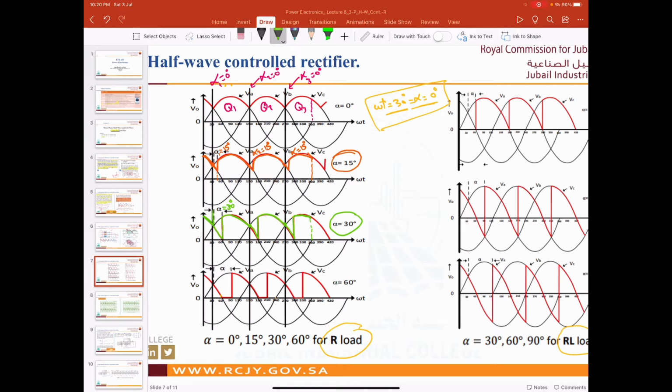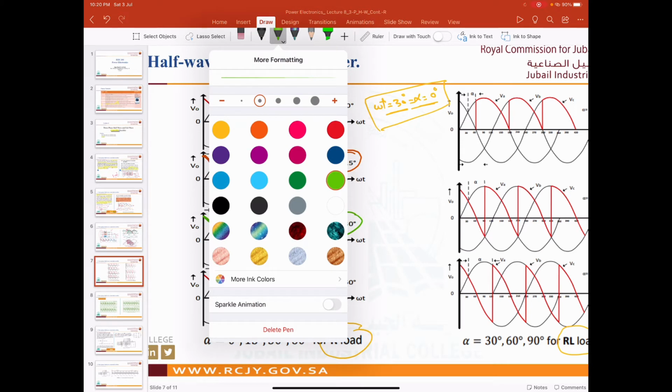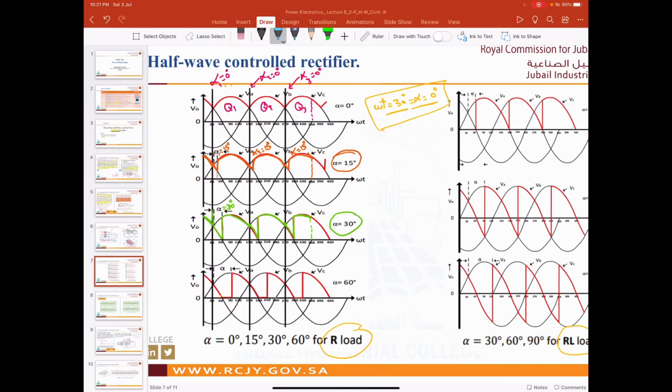Now I'm going fast guys because I think it is clear. Now let me go for if alpha is 60. Now this is very important, guys. This is very important. Now remember that we are working for the resistive load only. If we have resistive load only. Now as we said alpha here is 0, right? Alpha is 0. We need to add 60 degrees. So we will go like this with the line.